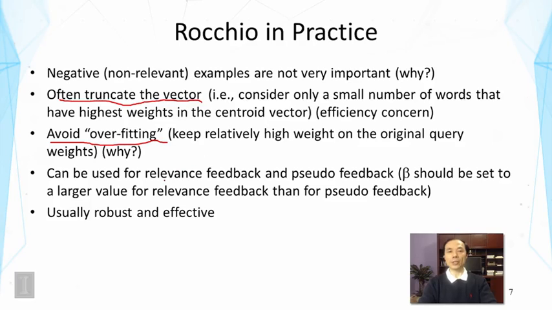And this is especially true for pseudo-relevance feedback. Now, this method can be used for both relevance feedback and pseudo-relevance feedback. In the case of pseudo-feedback, the parameter beta should be set to a smaller value because the relevant examples are only assumed to be relevant. They're not as reliable as in relevance feedback. In the case of relevance feedback, we obviously could use a larger value. So those parameters still have to be set empirically. And the Rocchio method is usually robust and effective. It's still a very popular method for feedback.